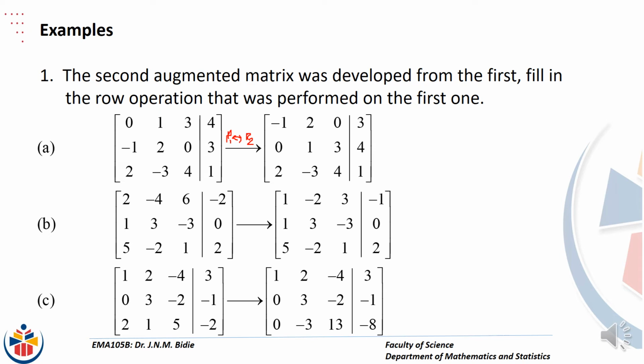Here in C, what we're noticing is that from the first augmentation to the second, the change is in the third row. So what could have happened is that we multiplied negative 2 to row 1 and we added that to row 3, substituted in row 3. You can check that and see whether those are the correct row operations.